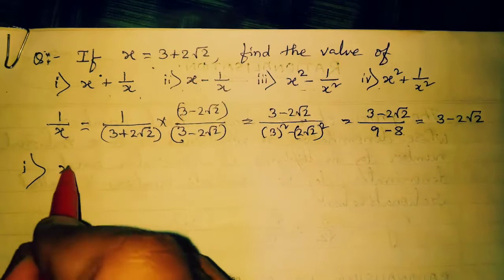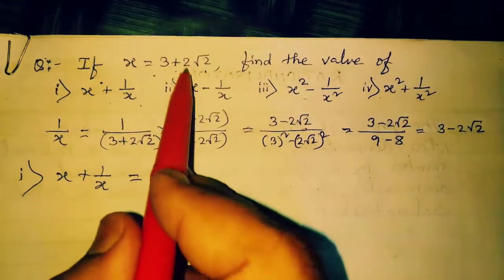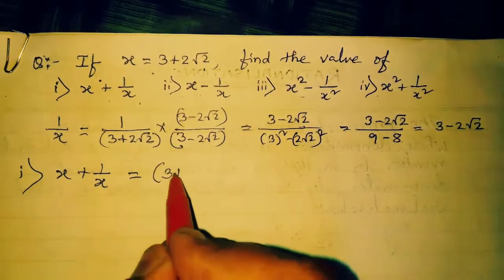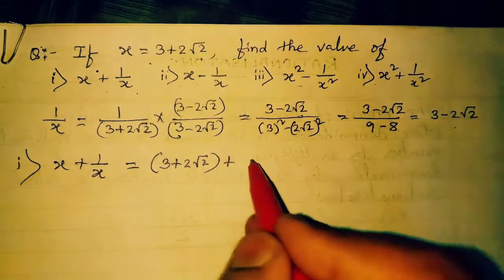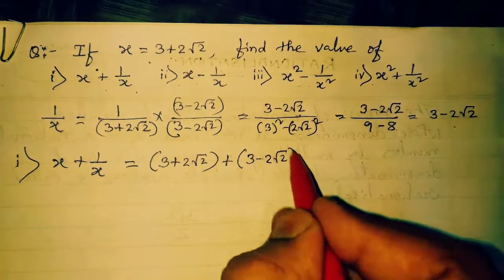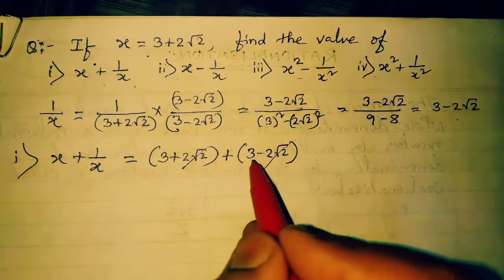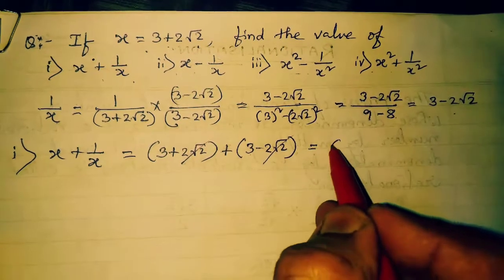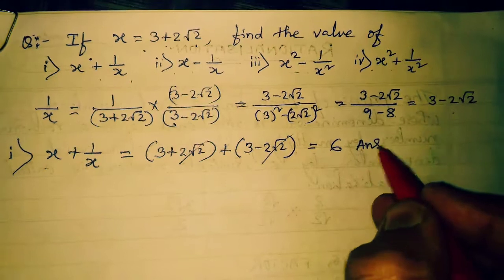So now number 1, it is given to find out what? The value of x plus 1 by x. So when we find x plus 1 by x, what is x? x is what? 3 plus 2 root 2. So 3 plus 2 root 2 we put in x plus. And 1 by x is given what? 3 minus 2 root 2. So we'll put that here: 3 minus 2 root 2. So here this 2 root 2 and 2 root 2 will be cancelled, plus 2 root 2 minus 2 root 2, and 3 plus 3 is coming what? 6. This is the value of x plus 1 by x. That is the answer.